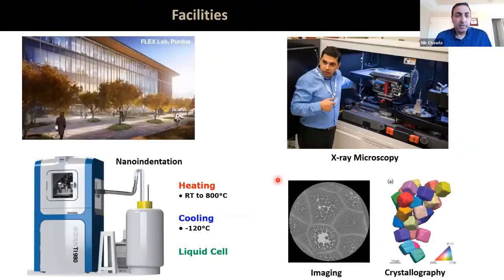So a little bit about our facilities. We have X-ray microscopy capabilities for imaging and crystallography. We can correlate this with mechanical property measurements at the nanoscale using nano indentation, and this can go all the way from -120 C to 800 C, and you can do experiments with the liquid cell. And I show these, again, to spur some discussion amongst our workshop participants to think about creative ways where we can use these facilities to solve some of these intricate problems.